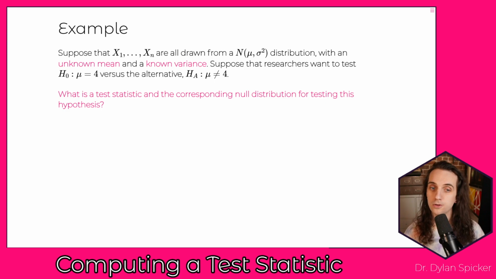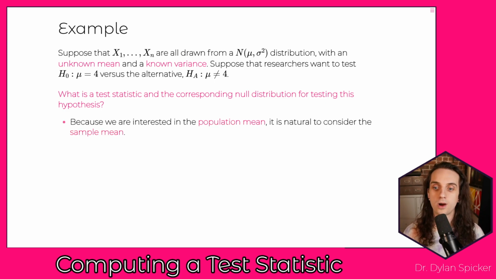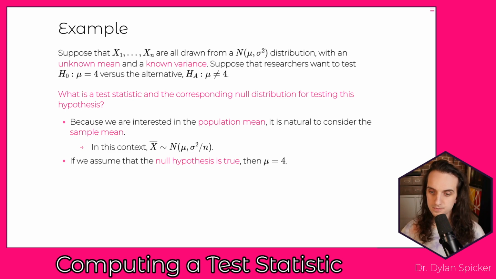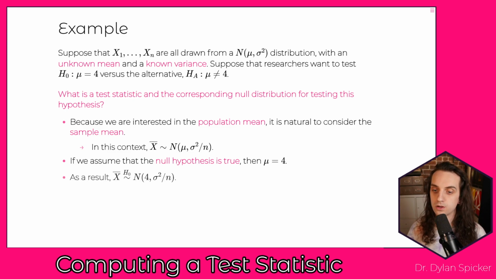Now we can pull open the response and walk through it again. The motivation is that because we're interested in the population mean, it's natural for us to consider our sample mean. And because of the normally distributed population, we know that the sample mean has a normal distribution. If we assume the null hypothesis is true, then mu is equal to 4. And so x bar follows a null distribution with a mean of 4 and a variance of sigma squared over n.